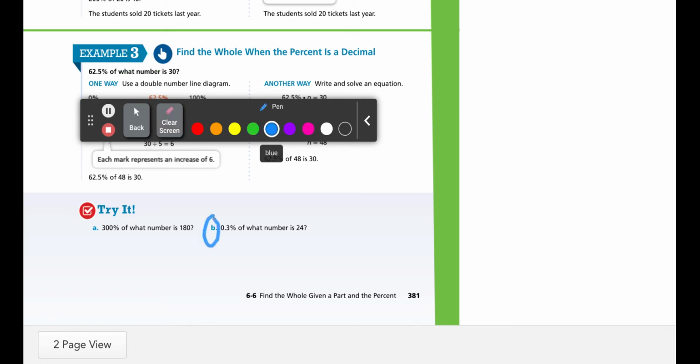Let's try B. 0.3% of what number is 24? So let's rewrite this sentence. 0.3% of what number? Okay, well, of means multiply. What number? I don't know, so I'm going to plug in a variable for n. Is 24, finish it up, equals 24.